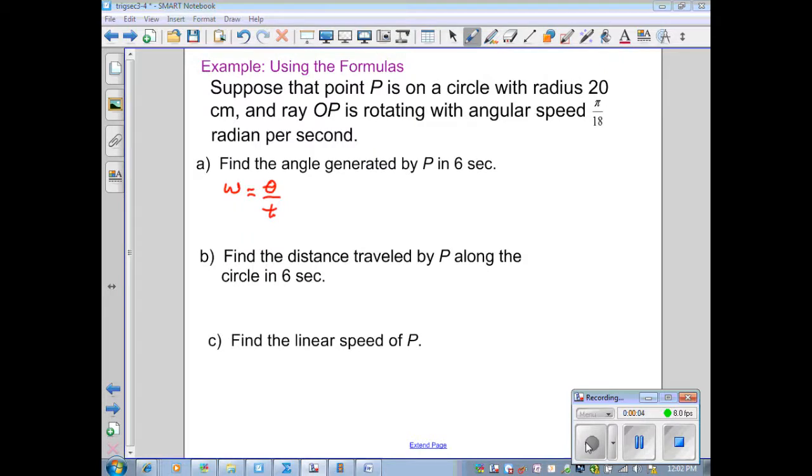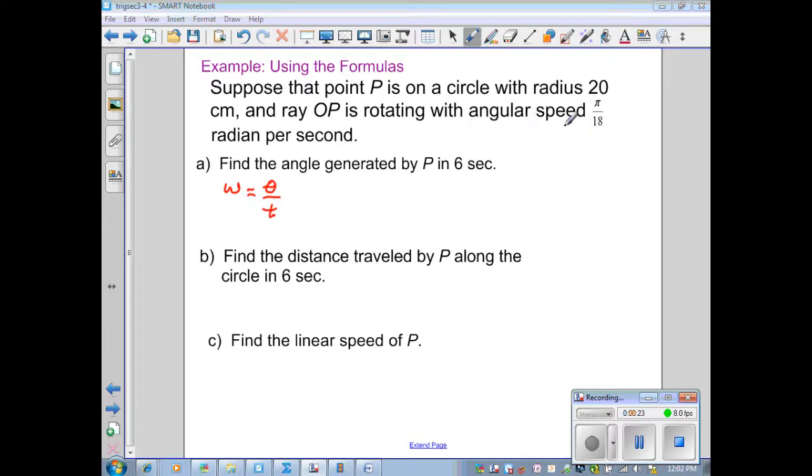Let's look at another example. Suppose that point P is on a circle with radius of 20 centimeters, and ray OP is rotating with an angular speed of pi over 18 radians per second. They would need us to find three different things. The first one is to find the angle generated by point P in 6 seconds.